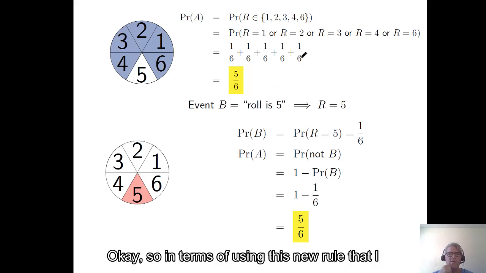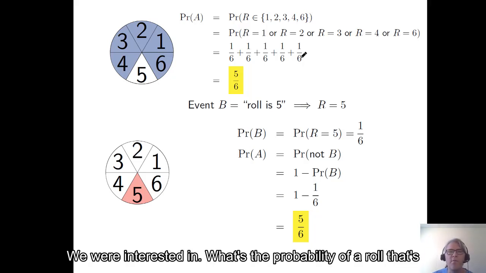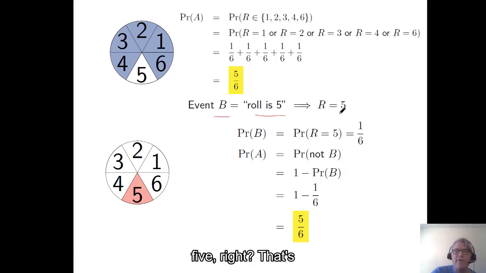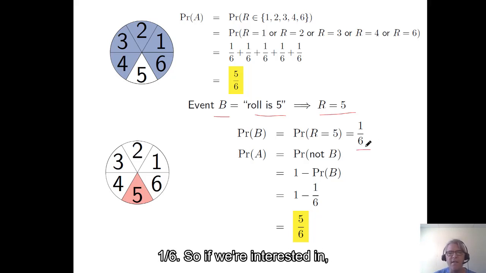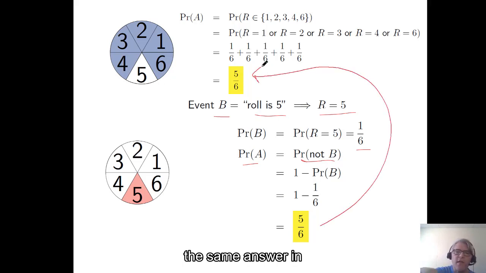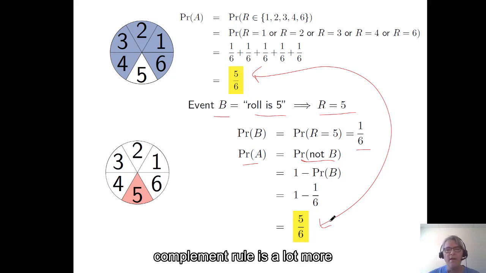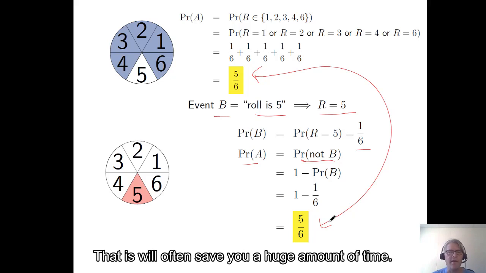Okay, so in terms of using this new rule that I just talked about, the complement rule, we were interested in what's the probability of a roll that's not 5. Well, we could think about the event B that the roll is 5, right? That's just one outcome. We've already talked about why that's 1/6. So if we're interested in the probability of not having a 5, not B, then we can just do 1 minus that probability. So we can get the same answer in multiple ways. And sometimes this subtraction method using the complement rule is a lot more efficient. So that will often save you a huge amount of time.